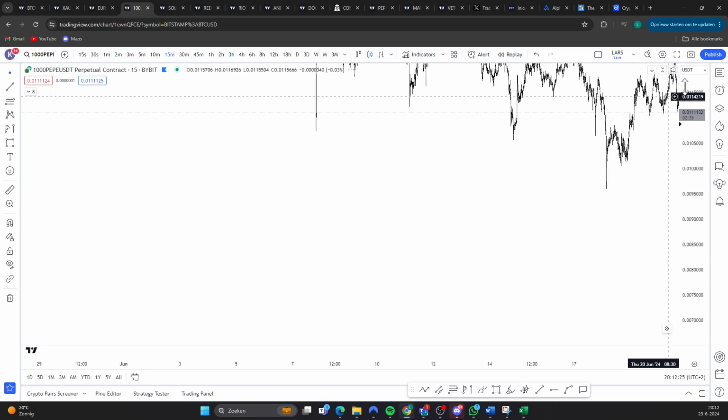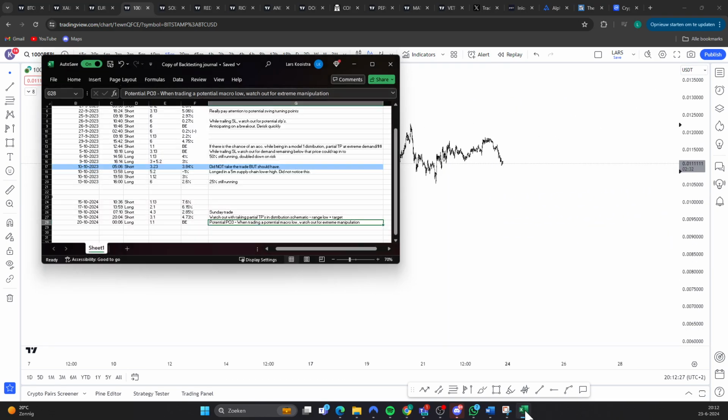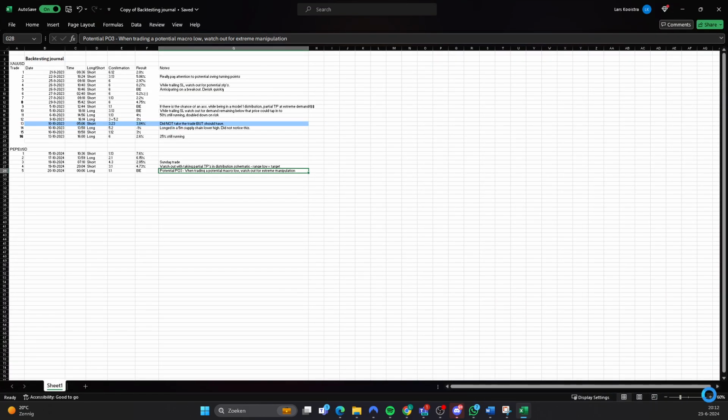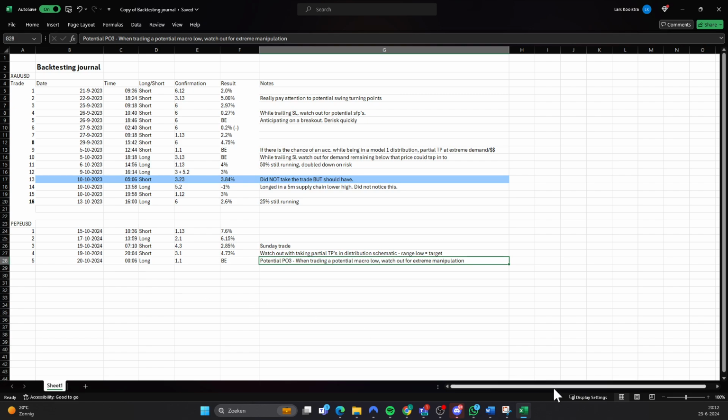Now, to recap it real quick on the trades that we have taken, let's zoom in. We have Pepe. We took 5 trades, okay? 5 trades in 5 days. Technically 4 days because this is like 0006, okay? So we took 5 trades in around 4 or 5 days, and we had a 7.6% gain on a Wyckoff Model 1 distribution. We had a 6% gain on an LPSY backed by Wyckoff Model 1.